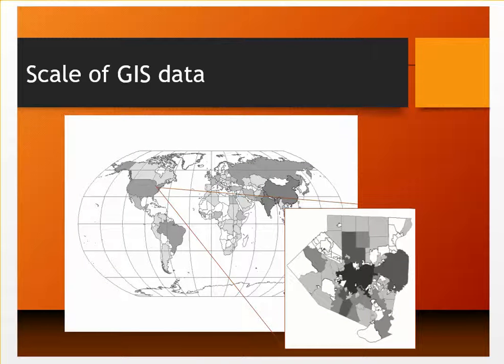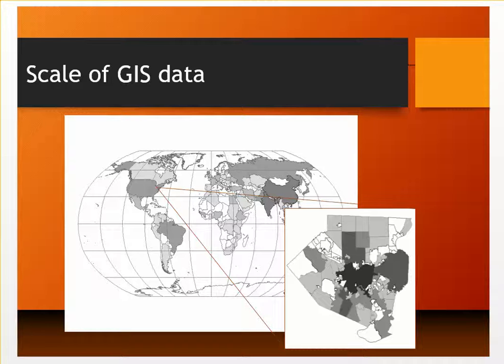So GIS data works on a geographic scale. We're all familiar with world maps and world globes, which would be a very small scale, since scale is a fraction. So small numerator, large denominator is a small scale map, which means it covers a large area. Large scale maps cover a smaller area in a much more detailed manner.